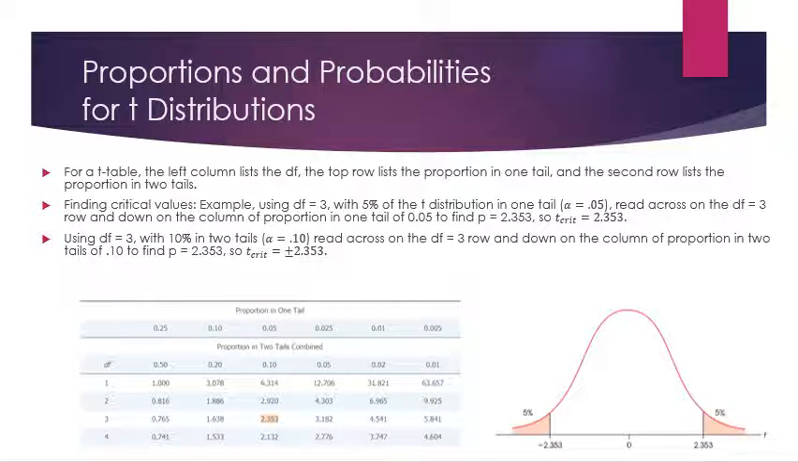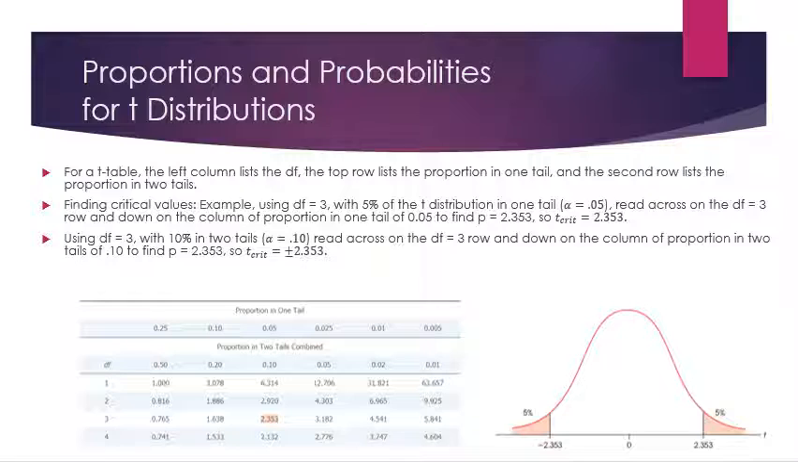Now let's assume that we have a two-tail test. Let's assume this time that alpha is 0.10. So there's 10% in the tails. That's 5% in each tail. You're going to do the same exact procedure, except this time you're going to look at the second row across the top for the proportion in two tails combined, and you're going to find alpha equal 0.10, and you're going to read across from the df equal 3 row, and you're going to find the same answer, 2.353.